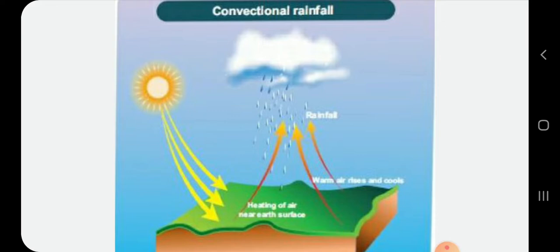Convectional rainfall mainly occurs in the equatorial region of low latitudes. It mostly occurs around 4 p.m. That's why it's known as 4 o'clock rainfall.